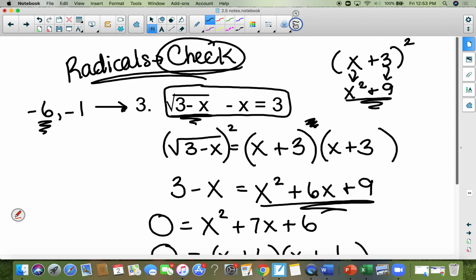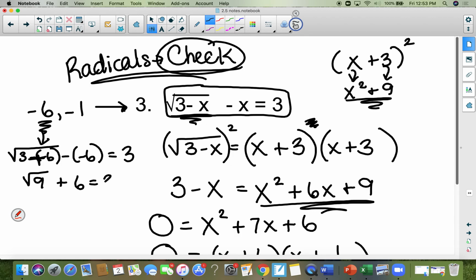Let's put in a -6 in for x. I'm going to come down here and do the square root of 3 minus a -6 minus a -6. And that needs to equal 3 if -6 is true. Two negatives equal a positive. 3 plus 6 is the square root of 9 plus 6 equals 3. Square root of 9 is 3 plus 6 does not equal 3. 9 does not equal 3. -6 is not one of the answers to the problem.